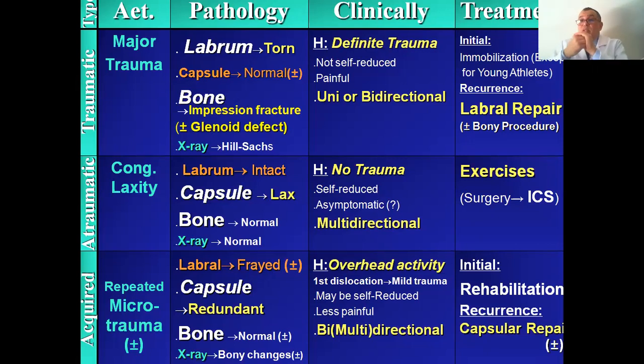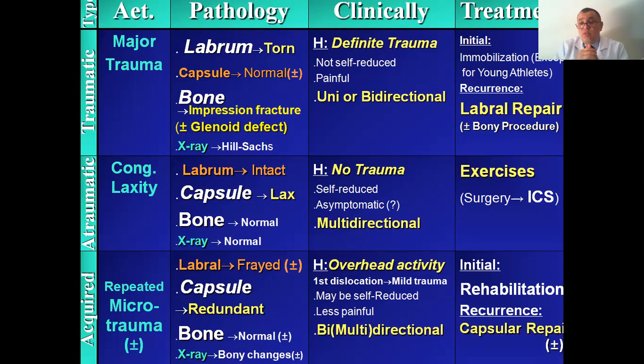The labrum is frayed due to this excessive overhead translation of the humeral head over the glenoid. The capsule is wide and redundant due to overstretching over time. The bone is normal, there are no X-ray changes. They always give a history of excessive overhead activity. The first dislocation is usually due to a mild trauma.